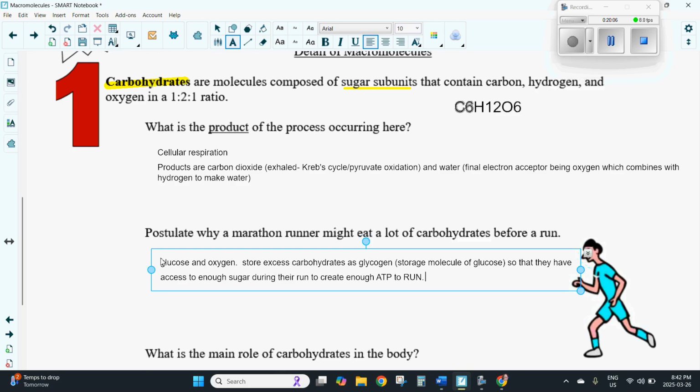So what the body is going to do is take all of those extra carbohydrates and store it as glycogen. When the body needs more glucose, in the case of a marathon runner, they are going to take that extra glycogen and convert it back into glucose so that the body has enough glucose to go through cellular respiration to create enough ATP, which is energy, so that the body can actually run for long periods of time. So basically, they're storing all of the energy that they might need for that marathon.